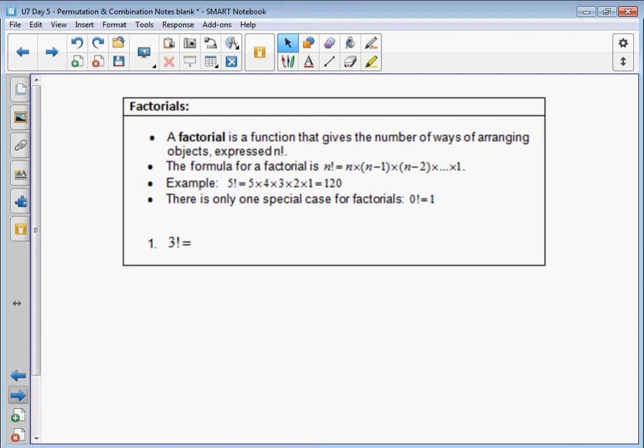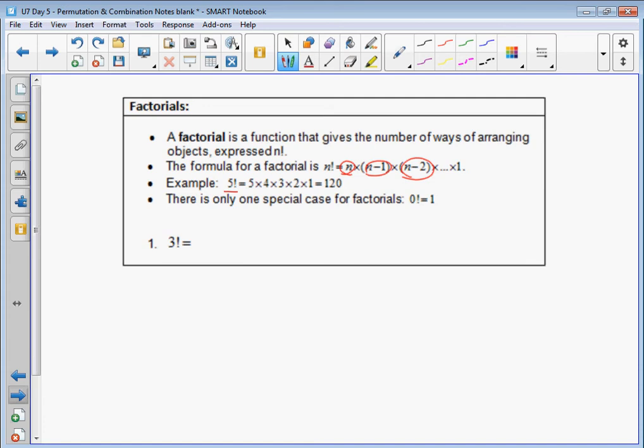Now we look at factorials. A factorial is a function that gives the number of ways of arranging objects, expressed as n with a punctuation mark. This exclamation point represents factorial in math. So a formula for a factorial is n exclamation point. We're going to take the first number n, and then the next number is n minus 1. So they're just decreasing by 1 each time.